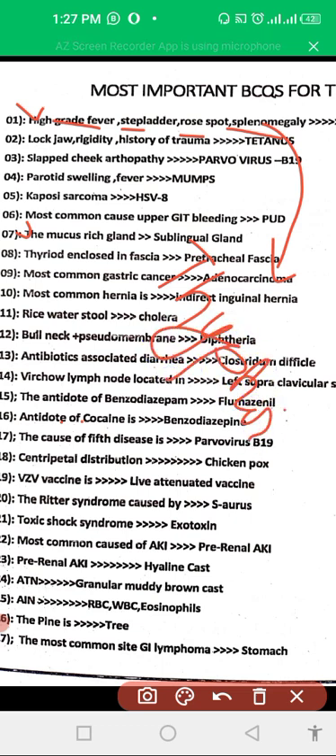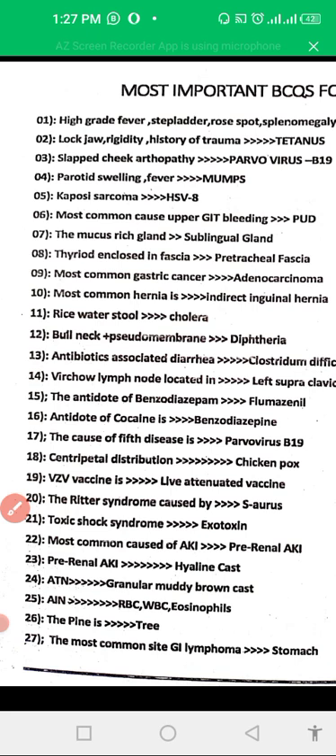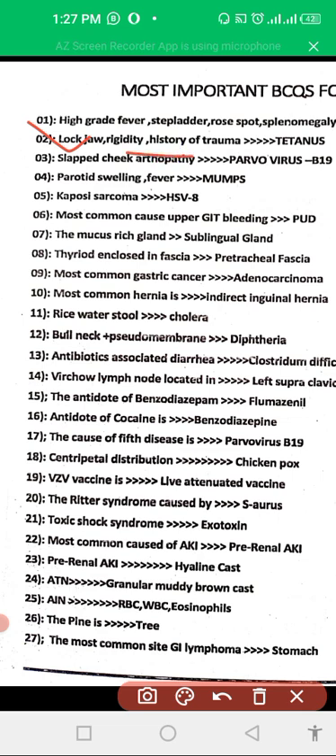Typhoid fever presents with a step ladder pattern of the fever. उसके अलावा there is the lockjaw rigidity and history of trauma is present in tetanus.